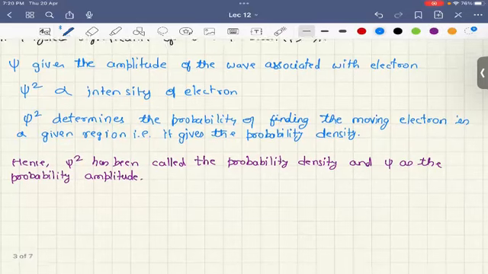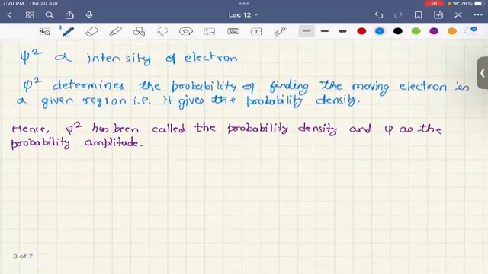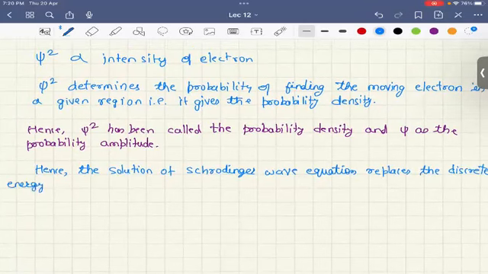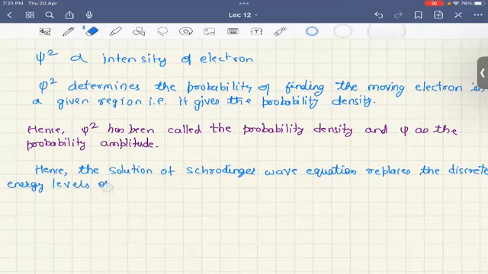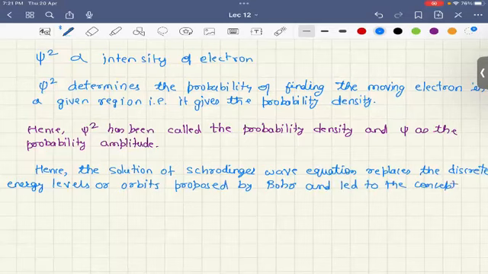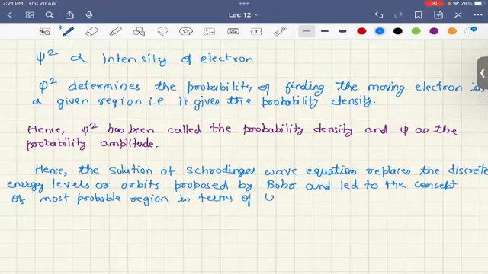This is also important. We should write this down. Hence, the solution of Schrodinger wave equation replaced the discrete energy levels or orbits proposed by Bohr and led to the concept of most probable region in space in terms of psi square, right?